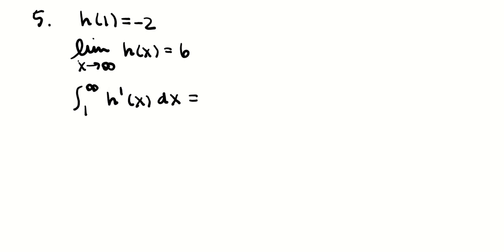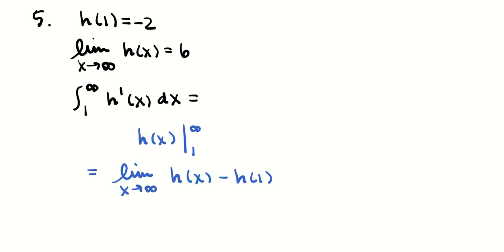Because what we know is that this is going to be, okay, you find an antiderivative. That's easy enough. Let it run from 1 to infinity. This is where we transform to a limit. The limit as x approaches infinity of h of x, they told us is 6. So this is equal to 6 minus negative 2 is 8. And we can definitely do that one.